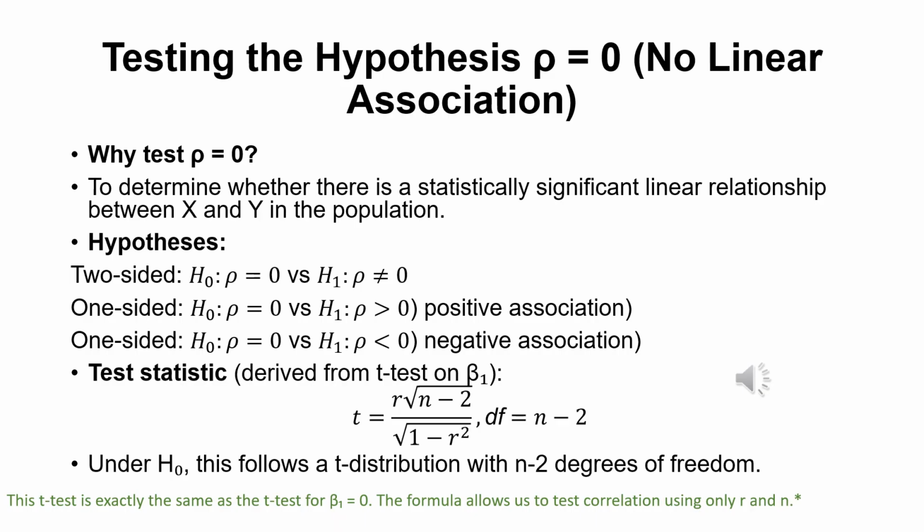This t-test is exactly the same as the t-test for beta equals 0 in simple linear regression. In fact, the two tests are mathematically equivalent. The beauty of this formula is that it allows us to test the correlation using only the sample correlation r and the sample size n. We compare the calculated t to a t-distribution with n minus 2 degrees of freedom.